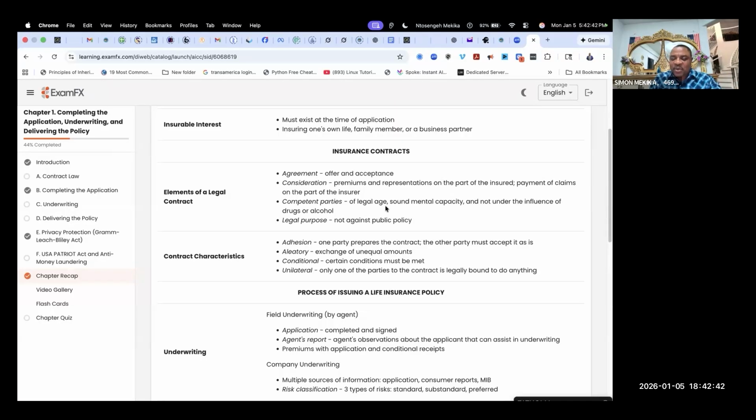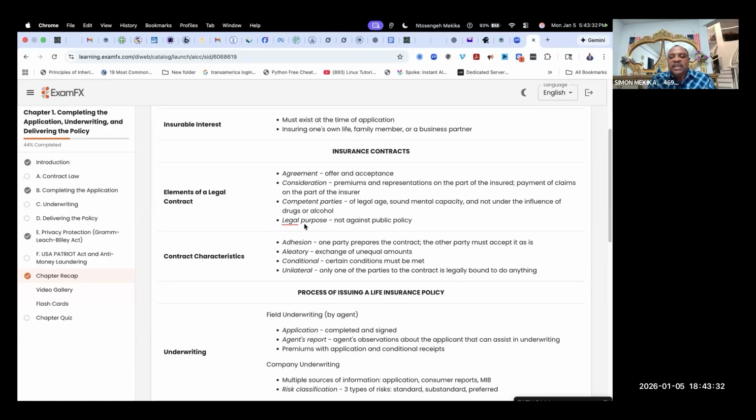The person who is paying the premium is called the insured, and the insurer is the company that is offering you the service, the insurance, or that is providing you the coverage. We also call it the insurance provider or the provider. They must be of sound mental capacity, as you can see here, and they must not be under the influence of any drug or alcohol, but they must also be of legal age. Legal age depends, but in America legal age can be anything from 18 upward. Then legal purpose, not against public policy.